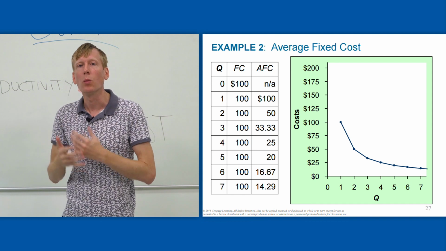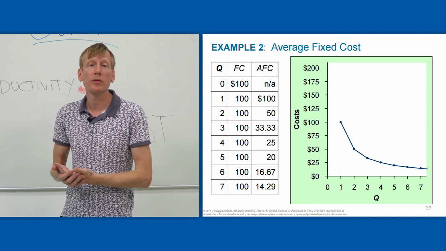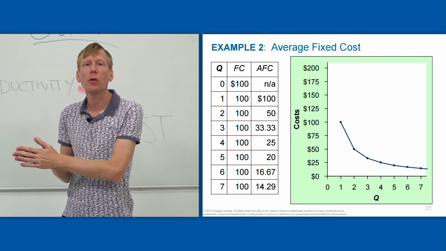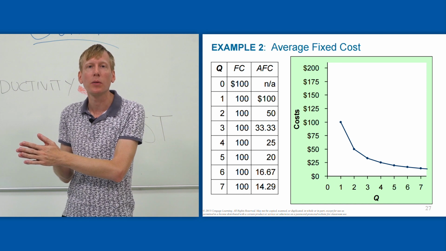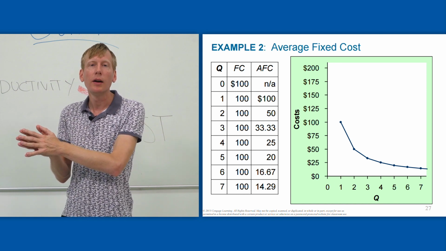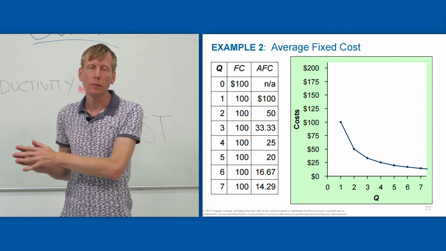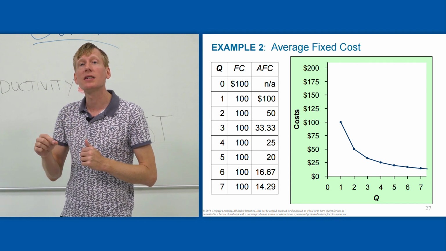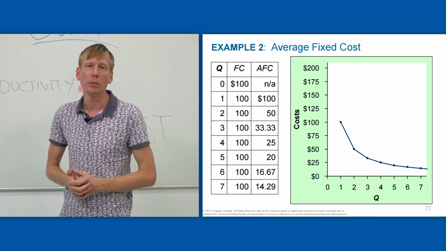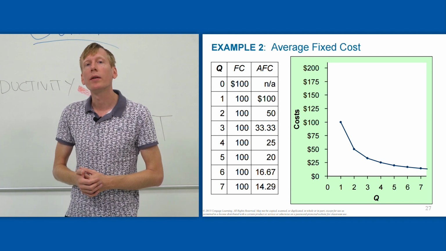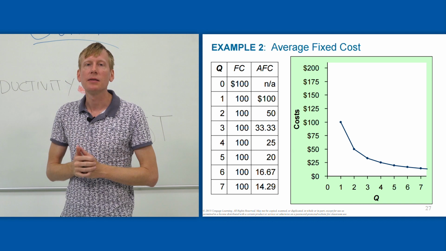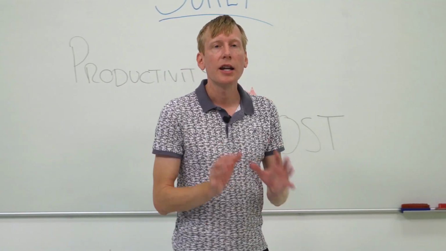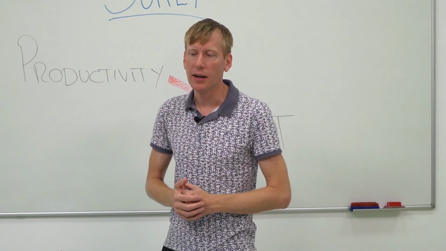But as we increase output from 1 to 2, our fixed cost stays the same, and our average fixed cost would therefore fall from 100, 100 divided by 1, to 50, 100 divided by 2. And our average fixed cost would start high and continue to decrease the larger our amount of output became. As we can see, we have a diminishing, but not exponentially diminishing, average fixed cost as we increase quantity of output. Next, we want to look at average variable cost.